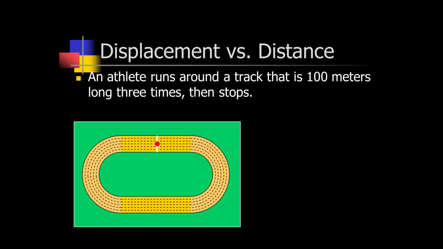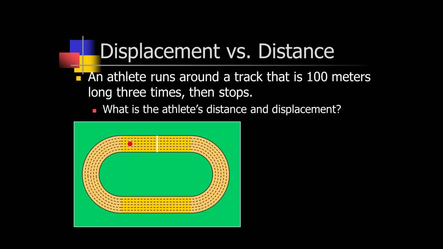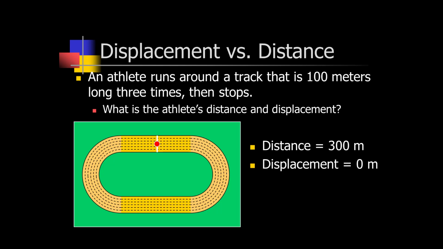Now if we consider an athlete runs around a track that is 100 meters long and he's running it 3 times, then stops. You can see what is the athlete's distance and displacement. We will find out. He is running around the track. He will complete 3 complete rounds and the length of the track is 100 meters. So first let's find out the total distance traveled. Distance will be 300 meters. What about the displacement? Displacement is 0. Why? Because the starting and ending position of this athlete is same. He has covered all the distance, but he is coming back to his initial position. So net displacement will be 0 meters.